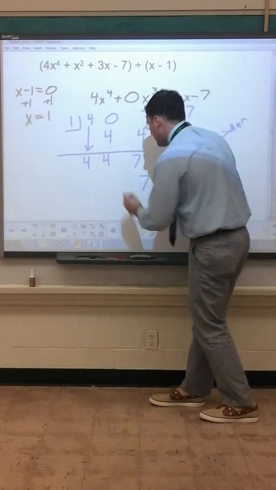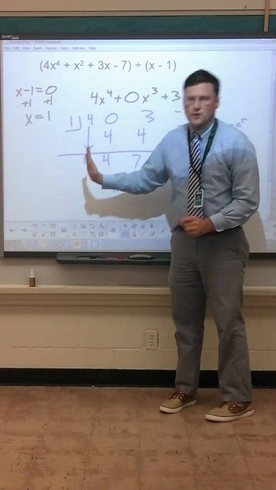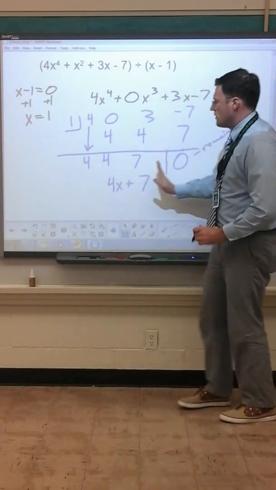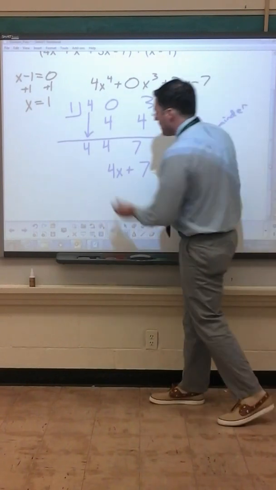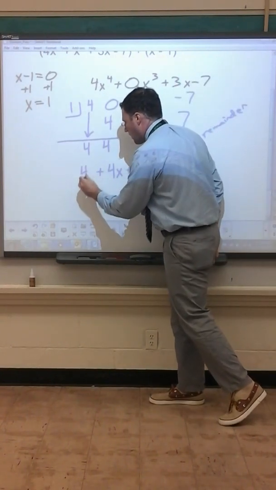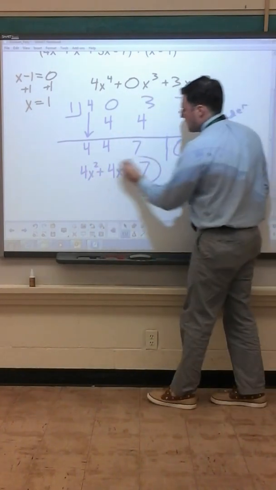Then the next one would be 4x, because we're going up a degree. We keep going up in a degree of our exponents here in this polynomial. And then we go plus 4x squared. And guys, that's our answer.